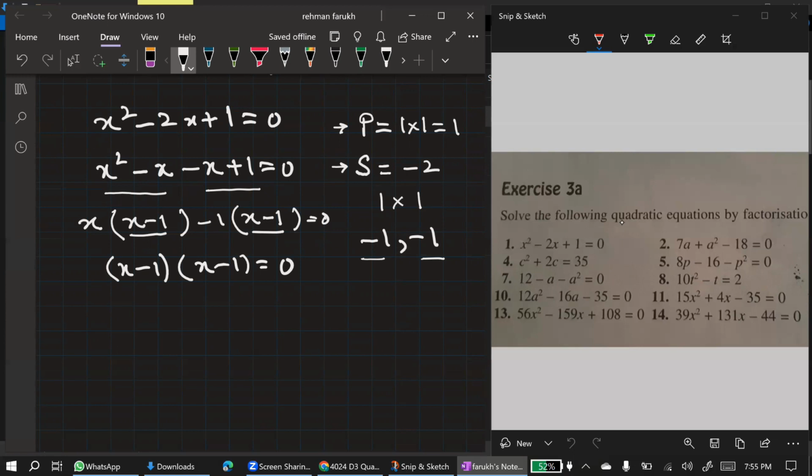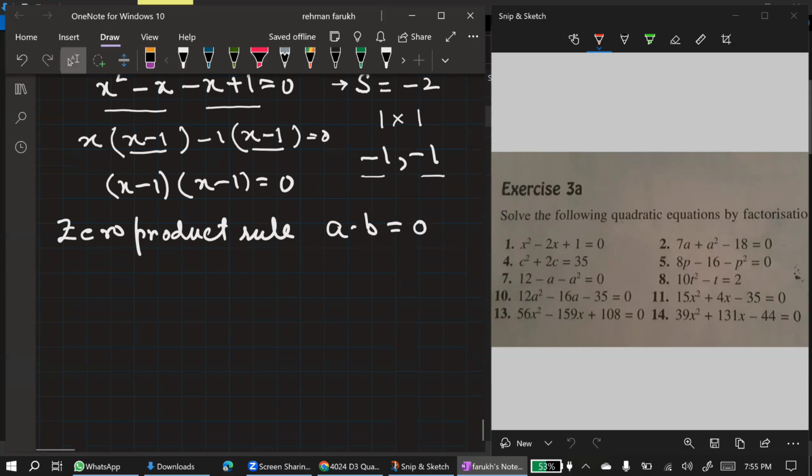The product of the two factors is equal to 0. Now we will use the zero product rule. The zero product rule is: if the product of two or more quantities is equal to zero, then one quantity must be equal to zero. Either A is equal to zero or B is equal to zero. Then we can get the product equal to zero. अगर दोनों में से एक क्वांटिटी जीरो होगी तो फिर ही उनका प्रोडक्ट जीरो आएगा.